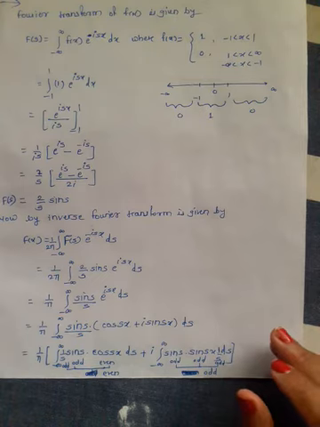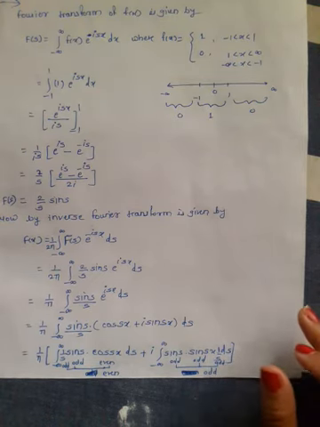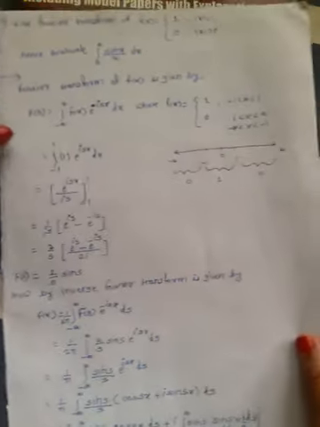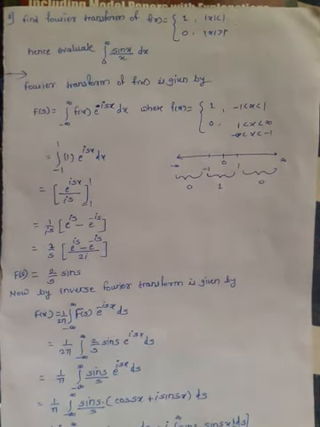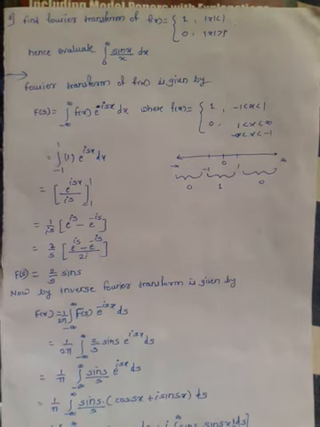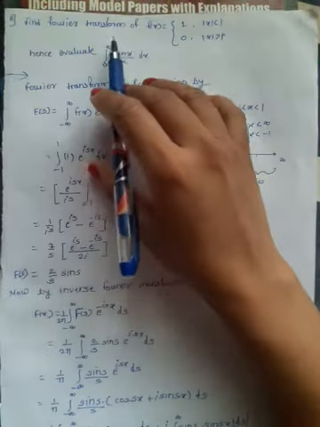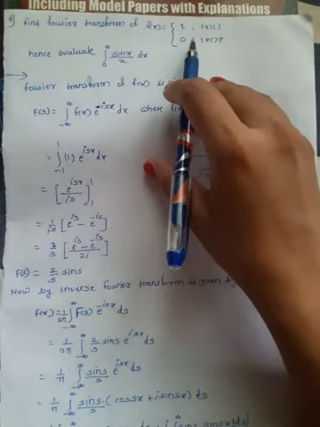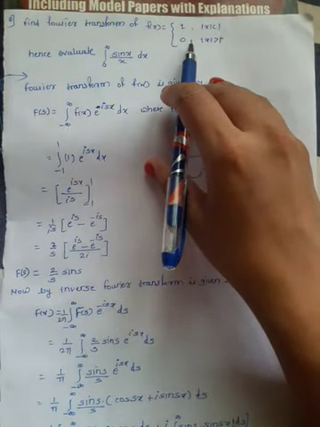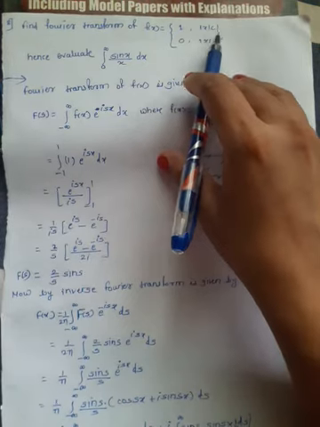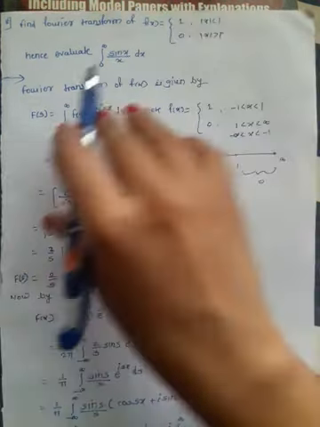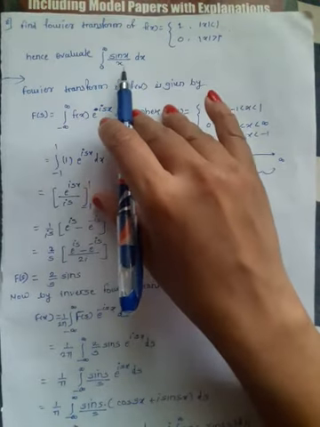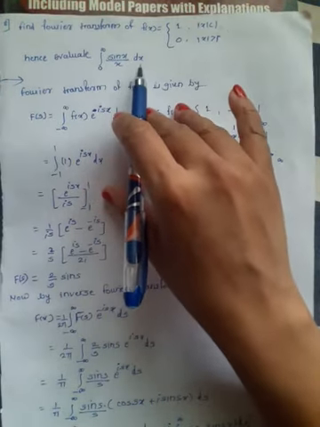Let us see now the examples dependent on the Fourier transform. Okay. Find the Fourier transform of f of x, where this function is given in interval format. f of x is 1 when mod x is less than 1 and 0 when mod x is greater than 1. Okay. Hence evaluate the integration 0 to infinity sin x upon x dx.